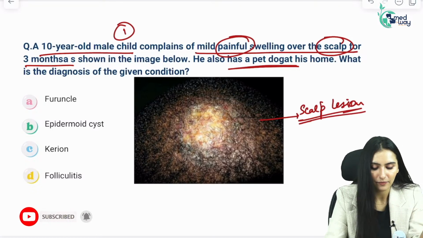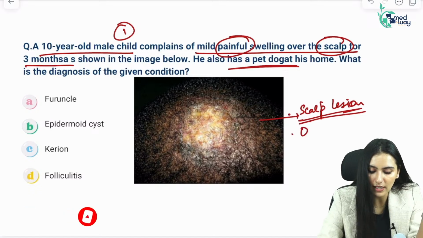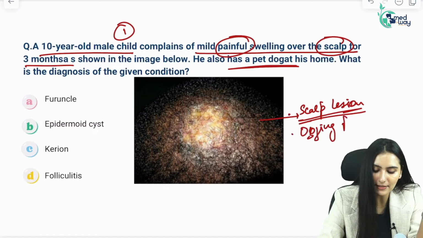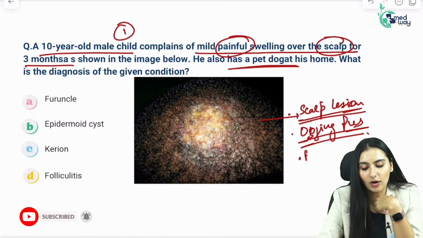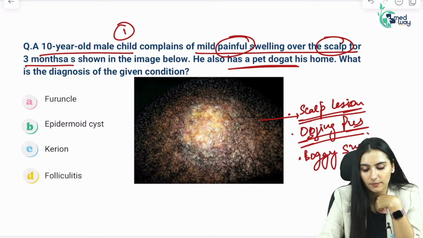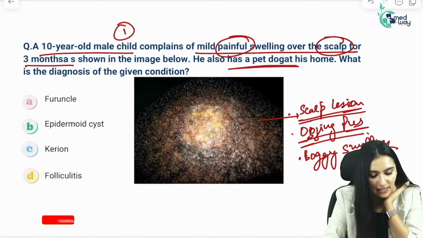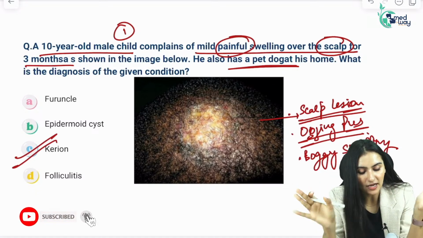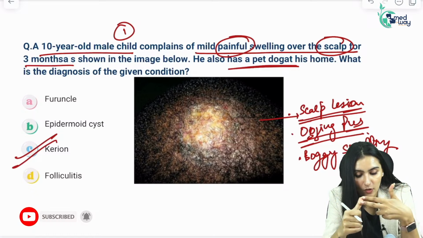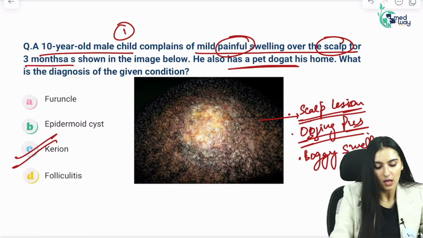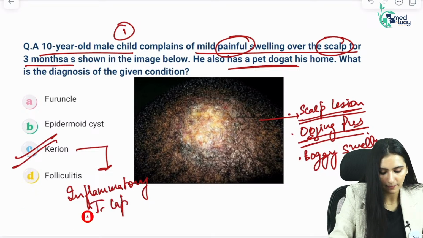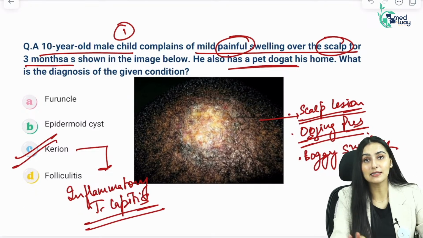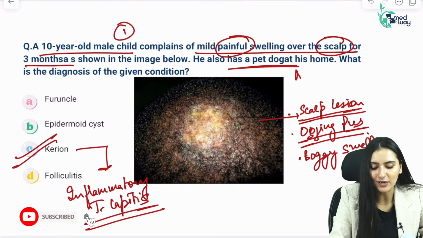And what else is there? There is oozing, pus. Okay. What is it? It looks like a boggy swelling. Yes, it is a kerion. So a 10-year-old male child comes with painful swelling over the scalp for 3 months. He has a pet dog. Now kerion is an inflammatory tinea capitis. Okay, that is kerion. And why have they given a pet dog situation?